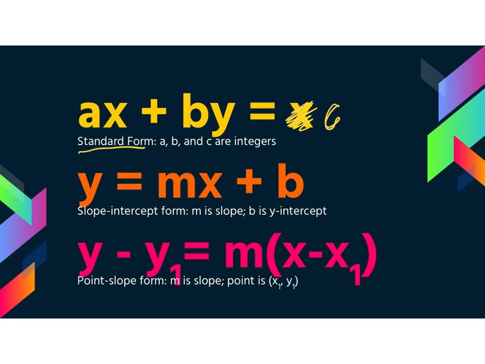The second one is called slope-intercept form, which is y equals mx plus b. M is the slope, B is the y-intercept. And the third and final is called point-slope form, where M is the slope, and then we're given a point, where it's x1, y1, and we have that there.